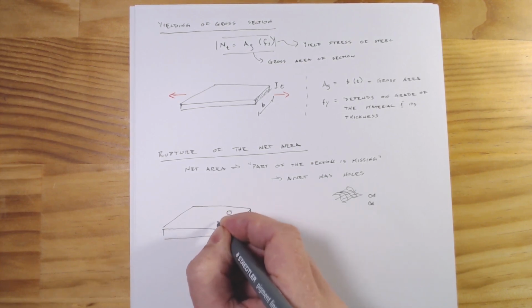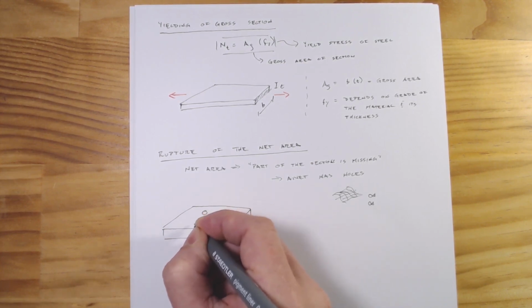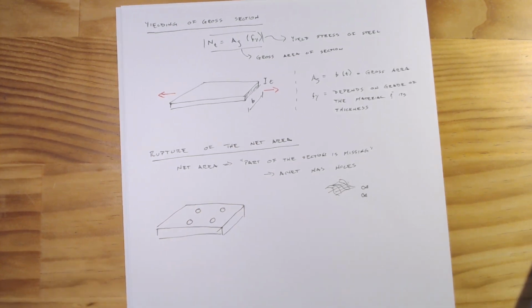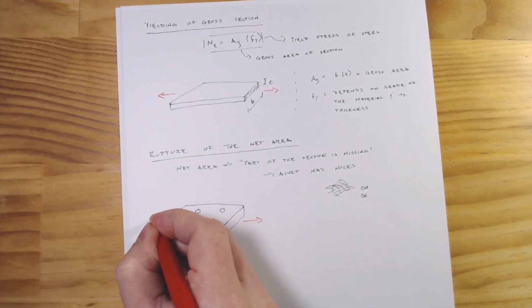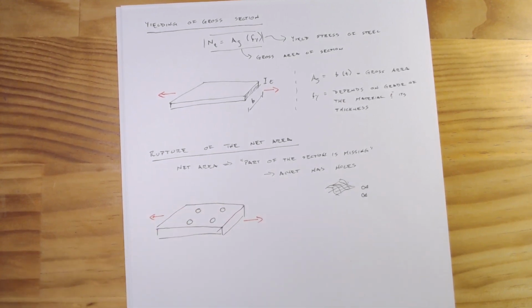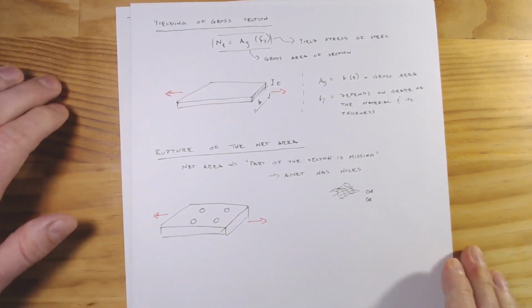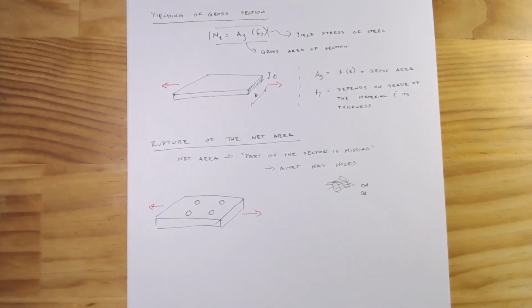But this time, our element has a portion missing. It's got some holes in it. And again, we'll put this guy in tension. So just like we did with our yielding of the gross section, let's go ahead and just write down the equation, and then we can look at each of the parts and what they mean physically and why they are there.